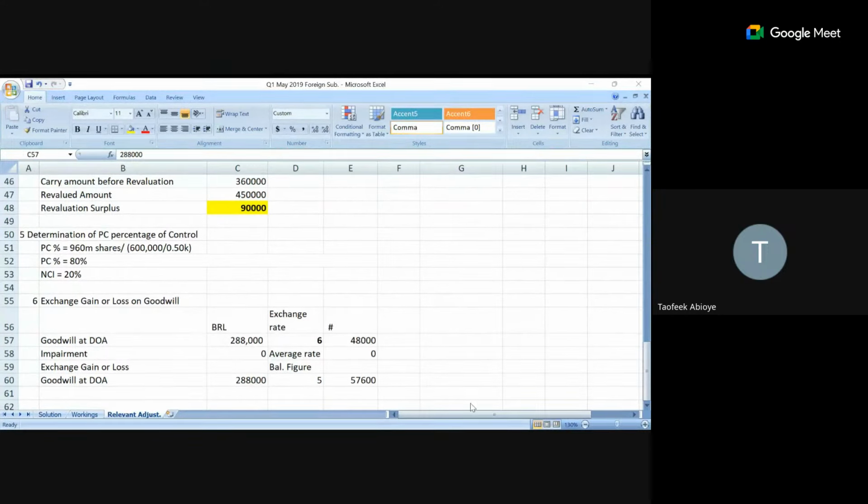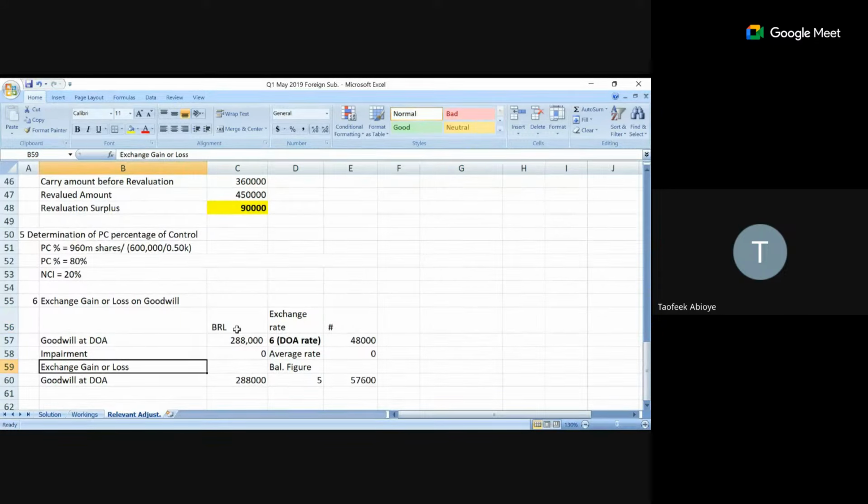Let me put it here. Anything that has its DOA, please use DOA. That's the rule. DOA rate. Now, if there is impairment in this question, we use average rate, but there is no impairment. So do you leave one line? There is one line. That one line is for balancing, for determination of exchange gain or loss.